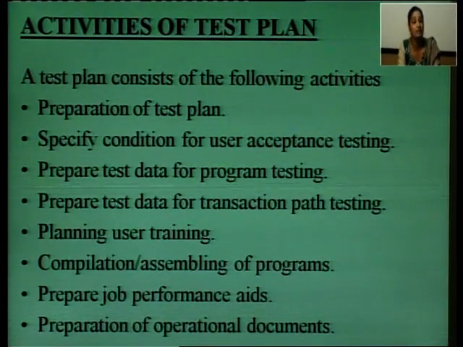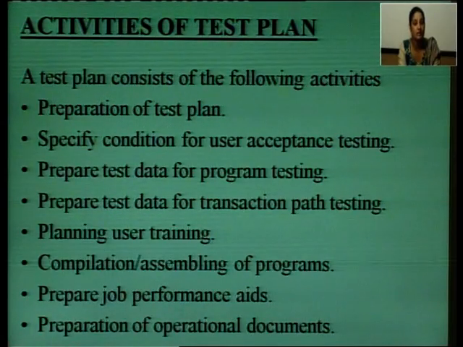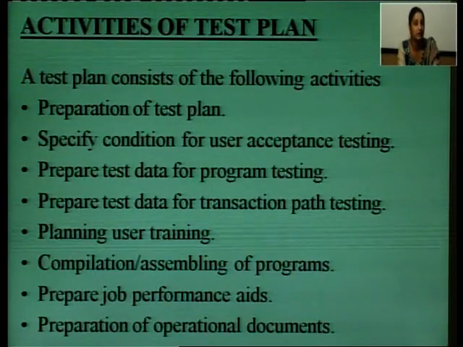Now, the various activities of the test plan. When we plan a test, various activities are done. Those activities are preparation of the test plan, specifying conditions for user acceptance, preparing test data for program testing, preparing test data for transaction path testing, planning user training, compilation and assembling of the program, preparing job performance aid, and preparation of operational documents. These are the activities done under the test plan. Now let's discuss each of them one by one.